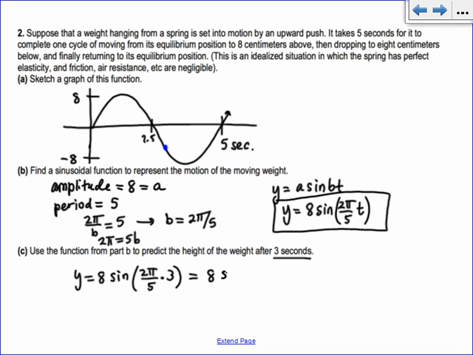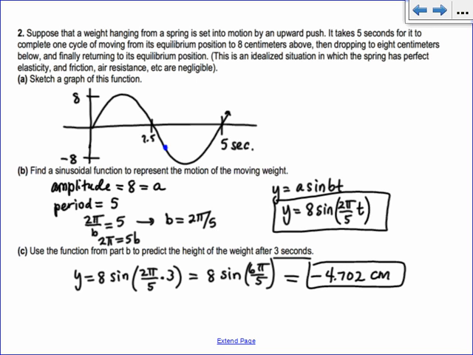So I get 8 sine of whatever 6 pi over 5 is. And I can find this on my calculator. It's not a unit circle value, you can just divide it by 5. But if I'm putting it in my calculator, what do I need to make sure I do? Radian mode, right? I know, it's the bane of every pre-calc student's test. All right, so it says we're at a height of negative 4.702 centimeters.